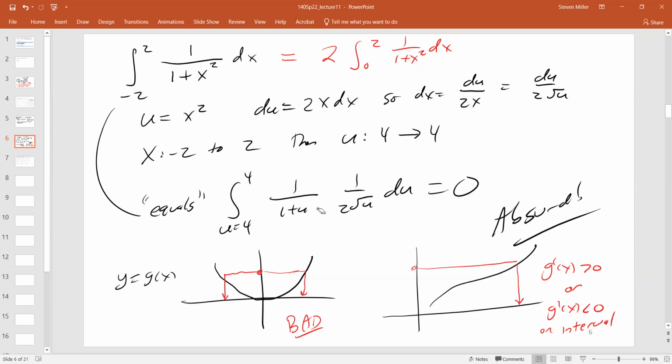But now if I try something like this, now I'd be integrating from 0 to 4 of 1 over 1 plus u times 1 over 2 root u. And this is just not an easy integral to do. But we've seen how to do 1 over 1 plus x squared. One way was to use the arctangent. Another was to do change of variables, letting x be tangent theta. And we'll talk more about that later.